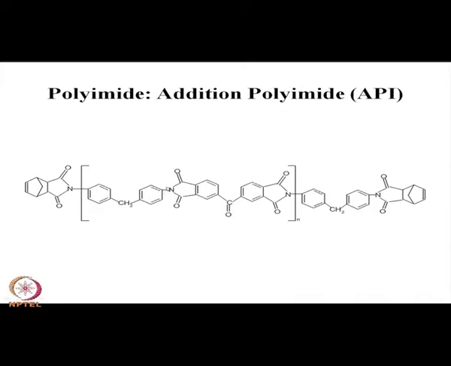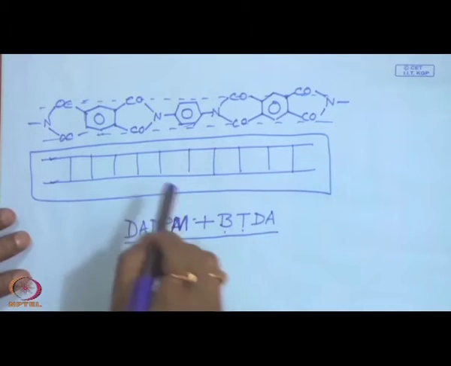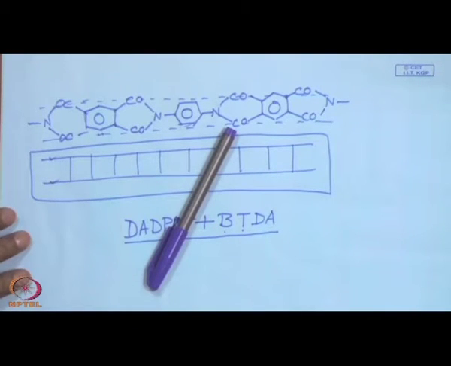So, this nitrogen is from the amino group, and that amino group reacted with this dianhydride group forming imide linkage. Here you see methylene linkage is there, CO linkage is there, that imparts some flexibility to this polyimide. This is also a polyimide and this is also another polyimide, but their properties are different.